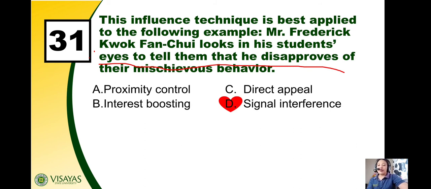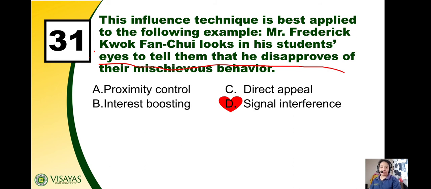So, ano-ano ba itong mga to? First, unahin natin yung option A. Proximity control is going near to the student na pasaway. So, for example, the student is sitting at the back, so pupunta ka sa likod. Mag-stand ka lang doon. Wala kang gagawin. Tatabihan mo lang siya. That is proximity control. Interest boosting is encouraging the student, reinforcing them, motivating them. Then the last one is the direct appeal, telling them directly.